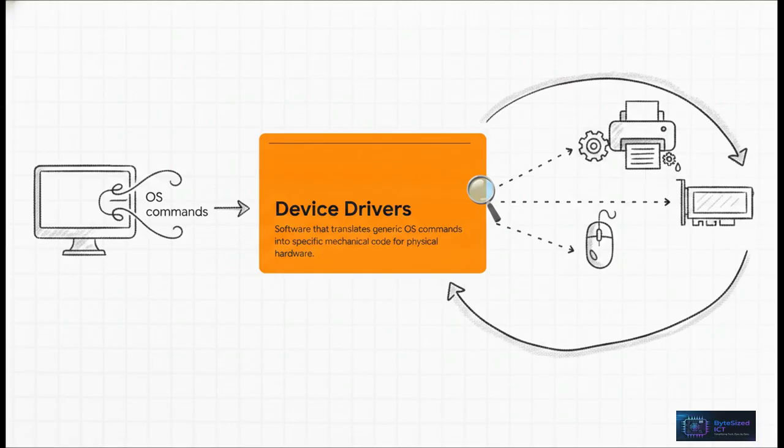Without them acting as dedicated translators, the physical hardware is completely blind. A printer driver takes the OS's generic print-this-image command and translates it into proprietary mechanical code. Move this roller here, fire this exact ink nozzle for 3 milliseconds, advance the page. Literally every single piece of hardware you attach, your mouse, a graphics card, your printer, needs its own specific driver.